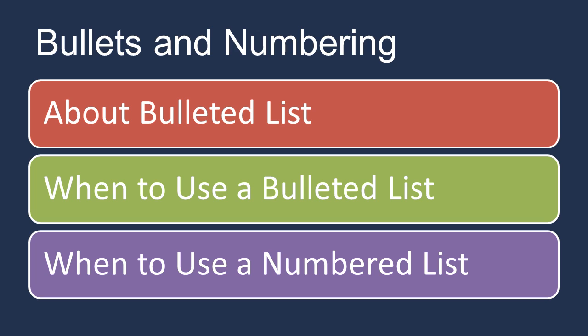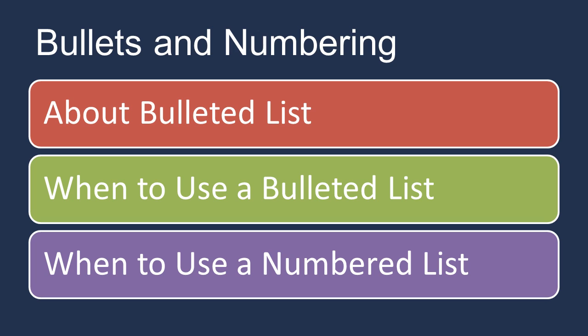We'll start out by defining bullets and numbering, and then answer the question when to use a bulleted list and when to use a numbered list. About bulleted lists. Writing content in the form of a bulleted list may help you more effectively communicate with your audience. Bulleted lists use a special type of paragraph indent called a hanging indent, where the first line is even with the left margin, while the subsequent lines in the paragraph are indented. This makes the bullet stand out and is more easily skimmed by readers for important information.